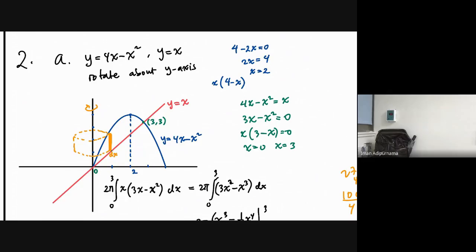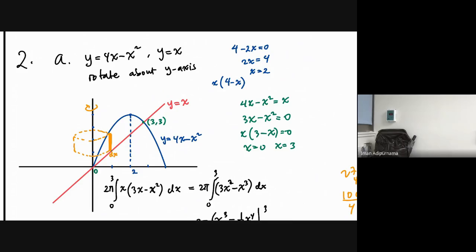Okay, so you have the curves: the line y equal x and y equal 4x minus x squared. 4x minus x squared is this blue one here, and this is y equal x. You can try to find the intersections first. You get the intersections, of course, at 0 and 3, from equating both equations.